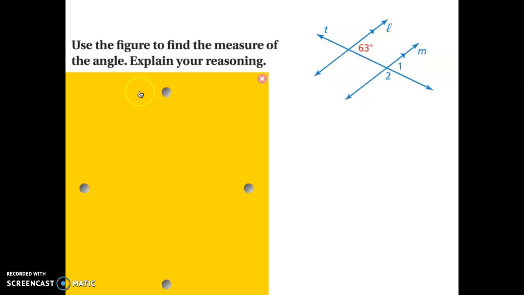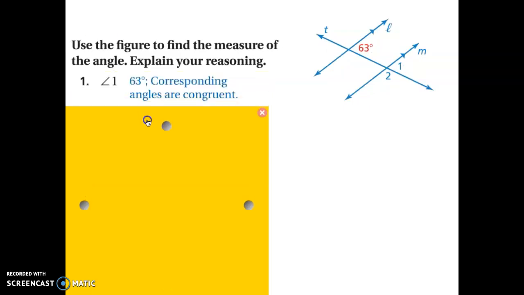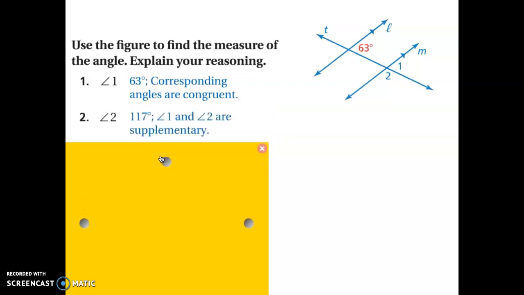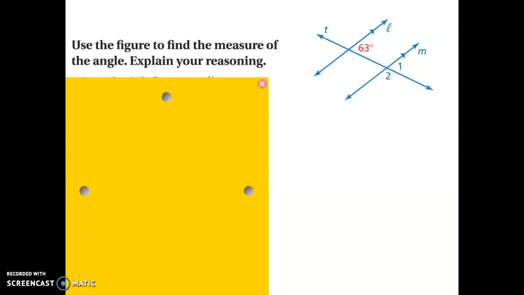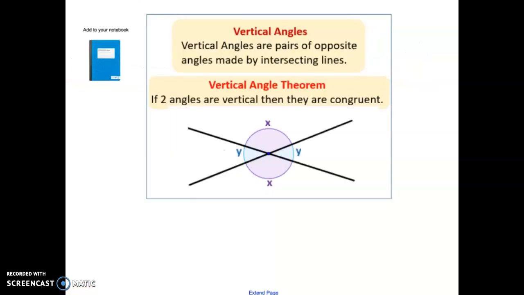All right, so let's take a look at your answers. You're right, angle 1 is corresponding. It corresponds to 63 degrees, so angle 1 is 63 degrees. And that means that angle 2 is the supplementary angle to angle 1, so together they have to equal 180. So 63 and 117 equal 180 degrees. Again, I just find that to be super cool. All right, let's go on.